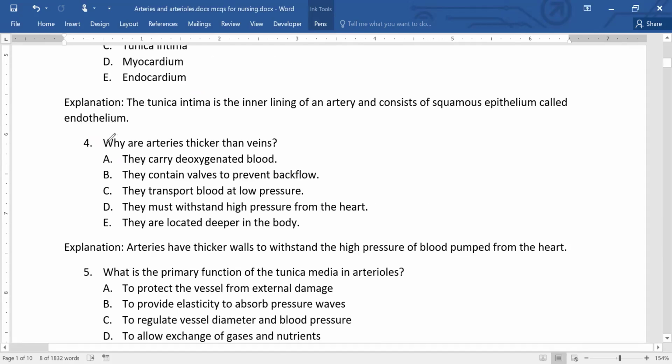So why are arteries thicker than veins? They carry deoxygenated blood. They contain valves to prevent backflow. They transport blood at low pressure. They must withstand high pressure from the heart. And they are located deeper in the body. Arteries are thicker than veins because they must withstand high pressure from the heart. Arteries have high blood pressure while veins are at low pressure. So D is the correct answer.